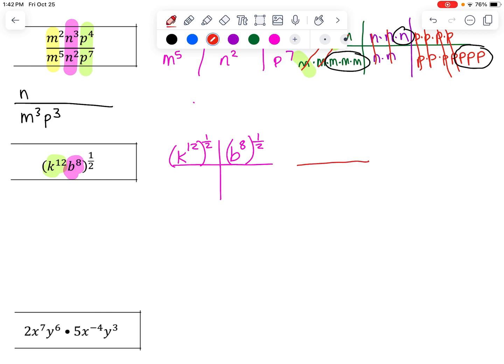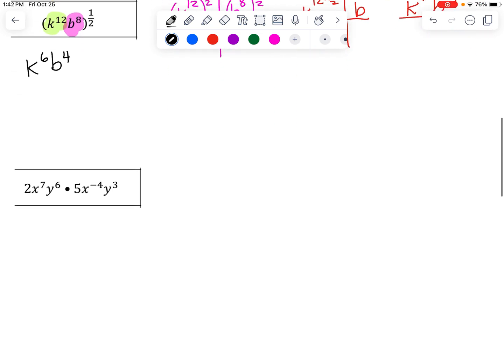So from there, I would say if we have an exponent being raised to another exponent, we multiply. So I would say that'd be k to the power of 12 times 1/2, and that would be b to the 8th power times 1/2, which would then be k to the 12 times 1/2 power would be k to the 6th power, b to the 8th power times 1/2 would be b to the 4th power. So then our answer would be k to the 6th, b to the 4th. So hopefully they'll connect that if you have an exponent raised to another exponent, you just multiply those 2 exponents.